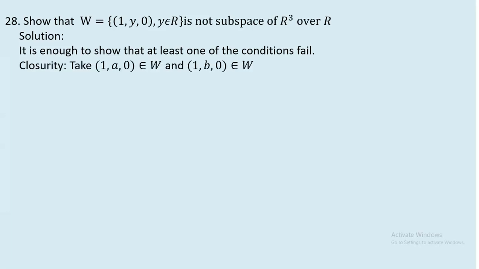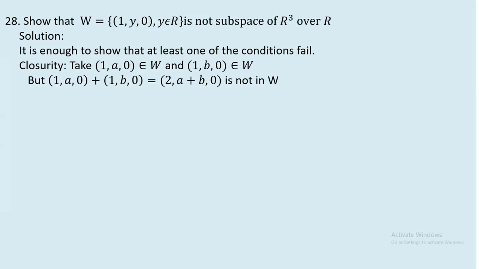So let's consider the closure property. Take an arbitrary element from W, (1, a, 0). Yes, (1, a, 0) is a vector that is part of W, okay? For an element to be part of W, the first entry must be 1, and you are free to take any real number as the second entry, and 0 must be the third one. So (1, a, 0) belongs to W, and take another one, (1, b, 0), is also in W.